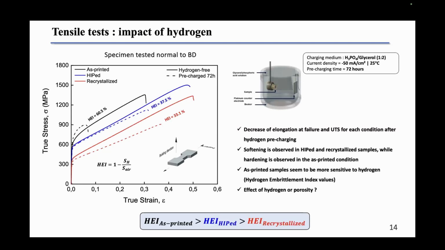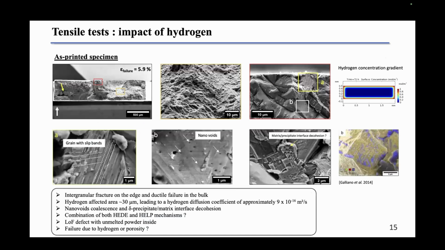The as-printed sample seems to be more sensitive to hydrogen due to the hydrogen embrittlement index value. But we can wonder if this is due to hydrogen or maybe to porosity. Indeed, when we look at the fracture surface, again, we can see a lack of fusion with unmelted powder inside.